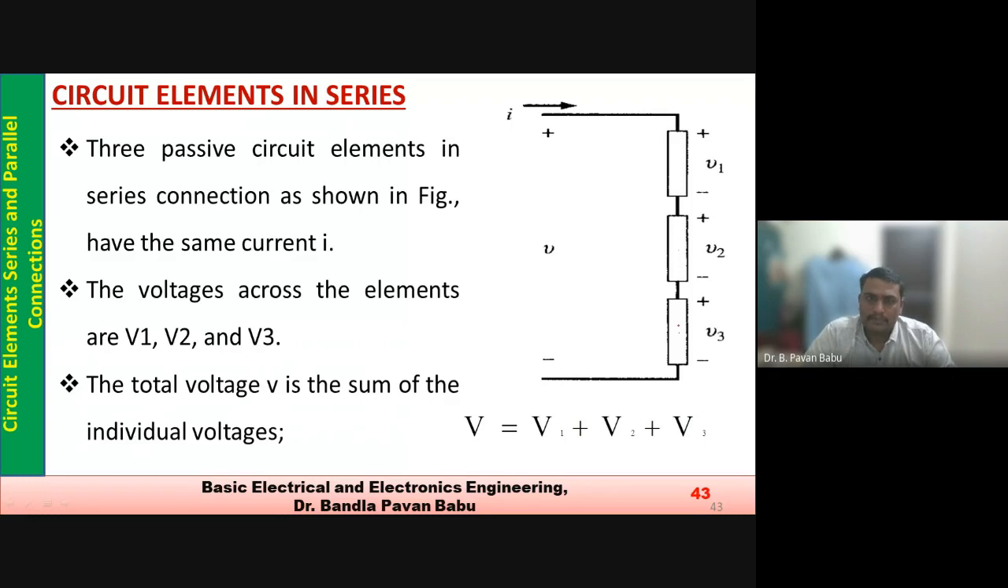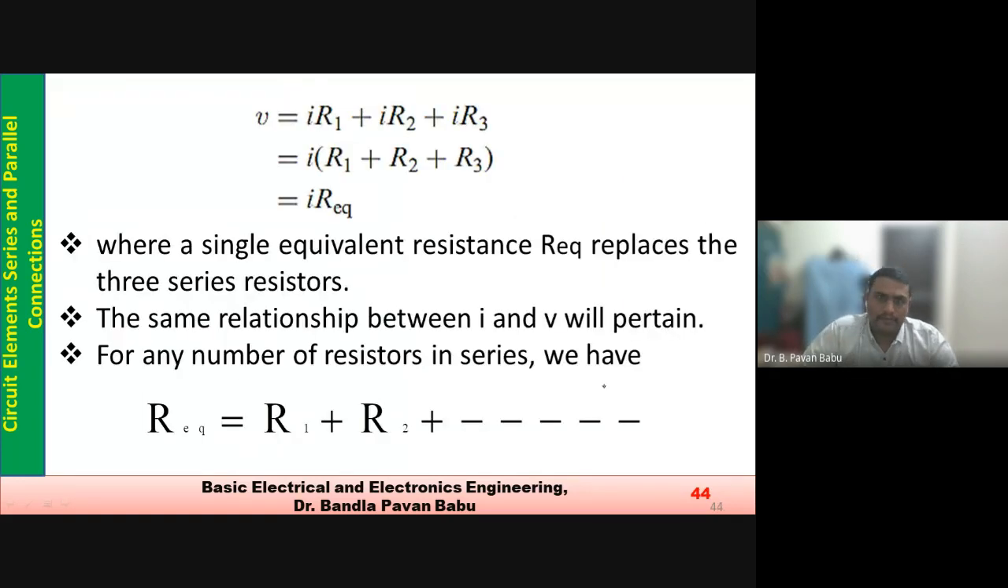As per the KVL, I need to find out, when the resistors are connected in series, what will be the equivalent resistance. This is I into R1, this is I into R2, this is I into R3, if all these are resistive elements. As per KVL, the algebraic sum of all branch voltages is equal to 0. So V, the total voltage applied across these resistors, is equal to V1 plus V2 plus V3.